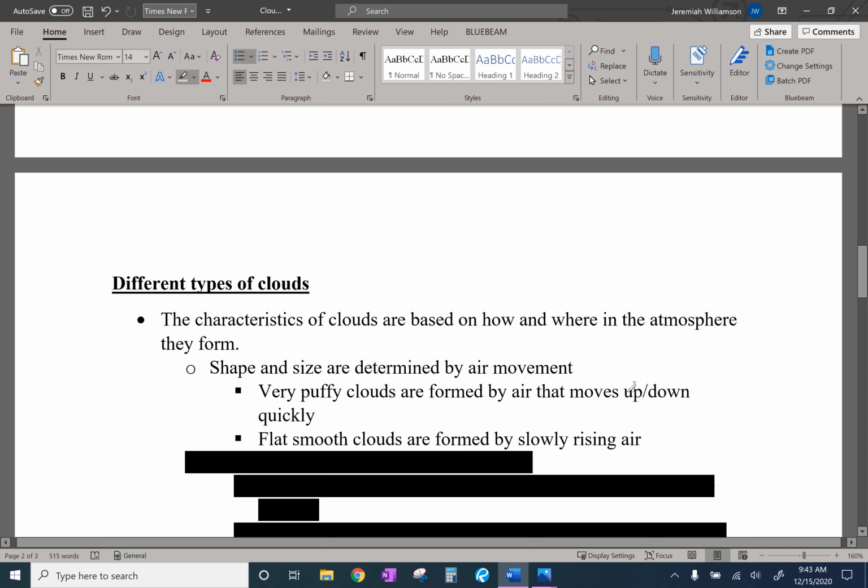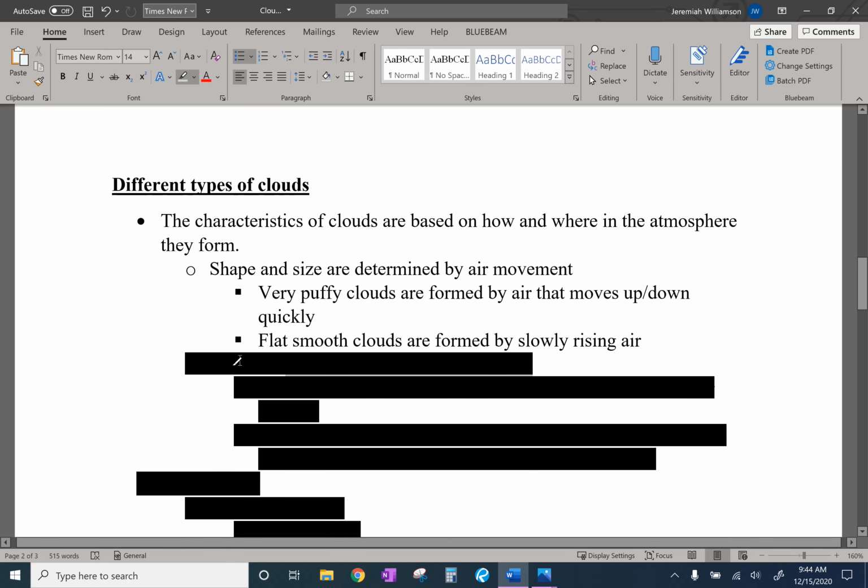Next, flat, smooth clouds are formed by slowly rising air. Remember, this is how they are formed. Their size and shape are determined by air movement. Flat clouds, that's usually when air is rising slowly. You'll see more of these during the spring and fall times of the year, and even in the winter, when the air is not rising very rapidly.